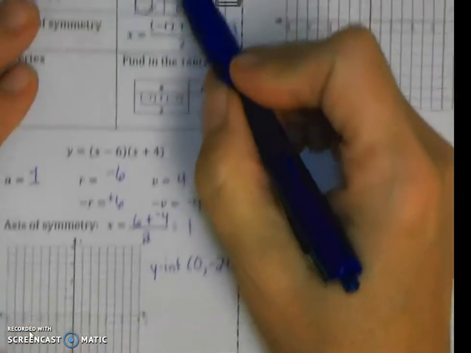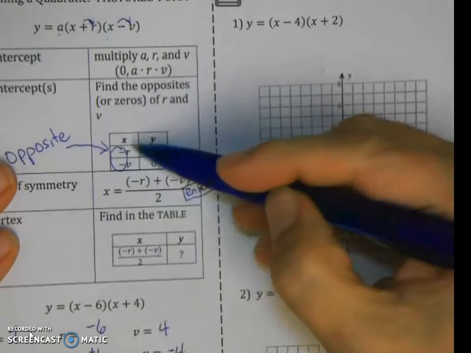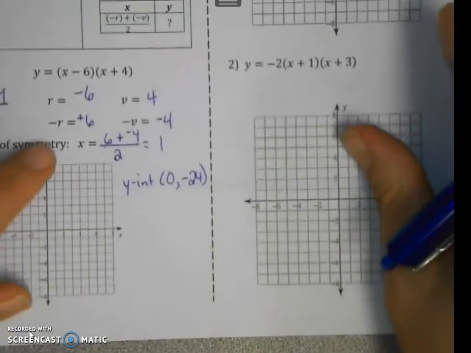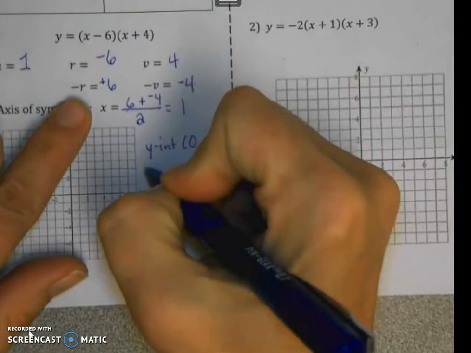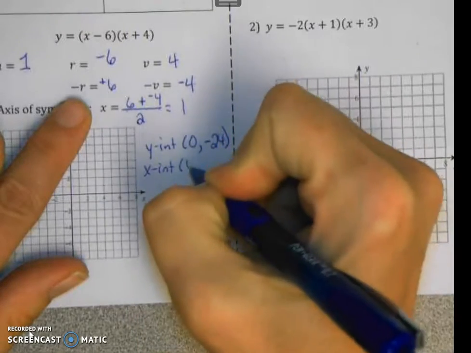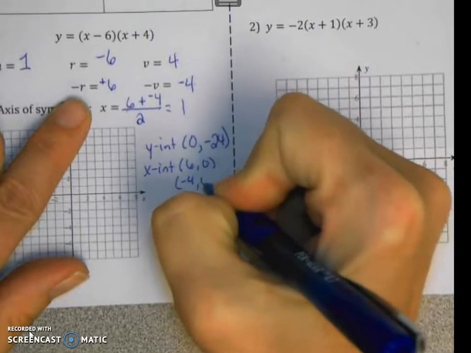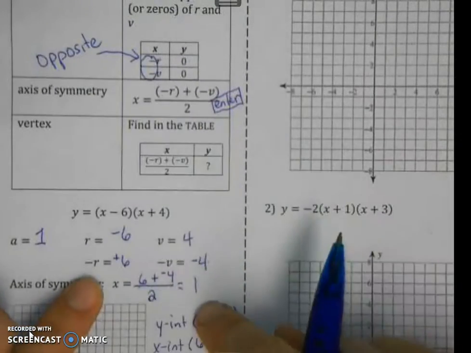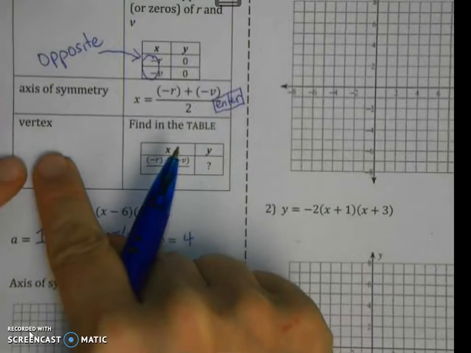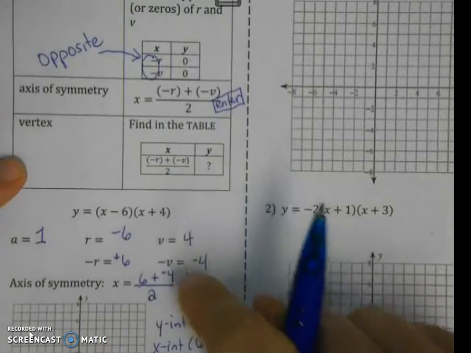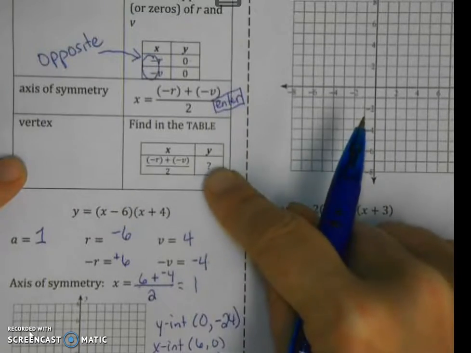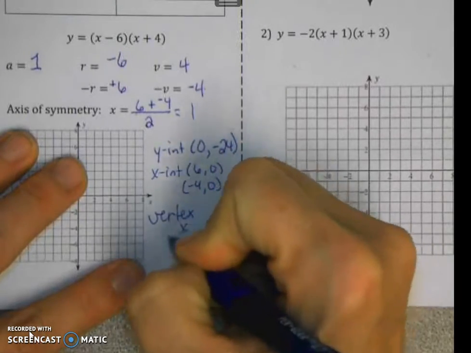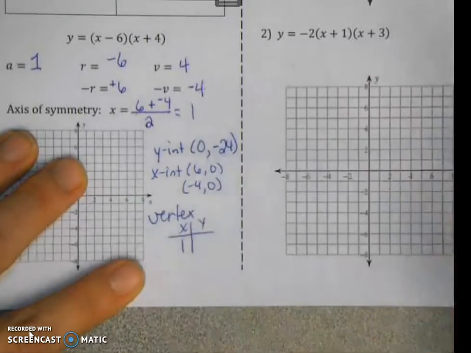To find the zeros, the x-intercepts, we call these zeros, we just want to do the opposite of R with a 0 and the opposite of V with a 0. Well, we've got those here on our second line. So our x-intercepts are 6, 0, and -4, 0. Our axis of symmetry we already have right here. Now our vertex we need to find in the table. We need to put 1 in and find out what value you get. So my vertex is going to be 1, question mark.